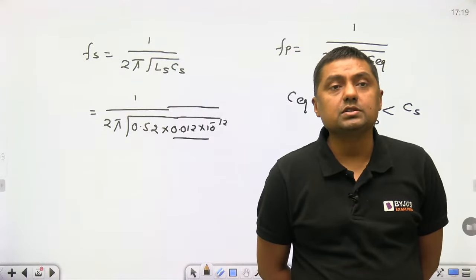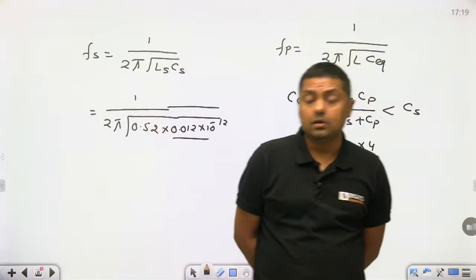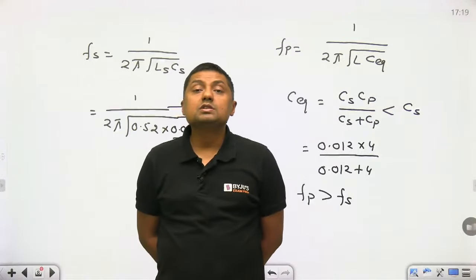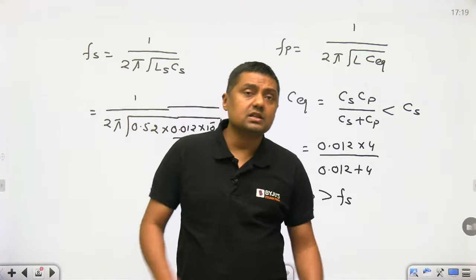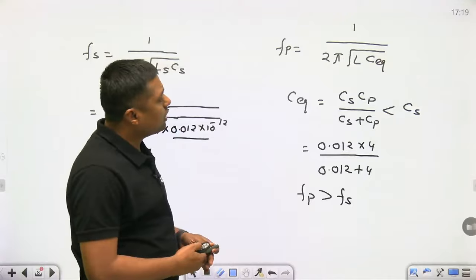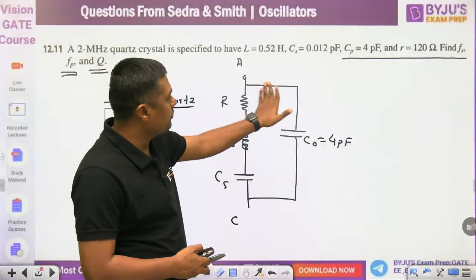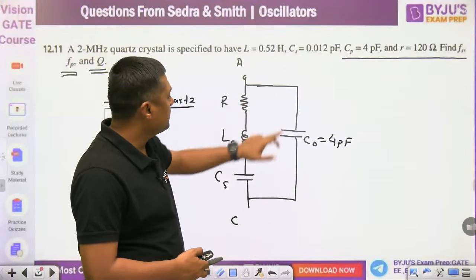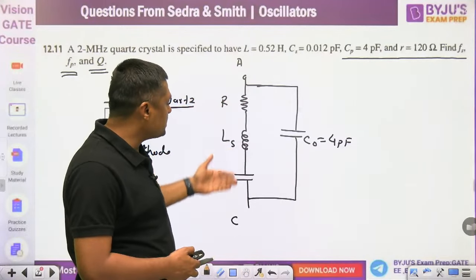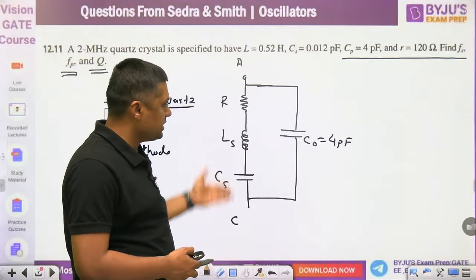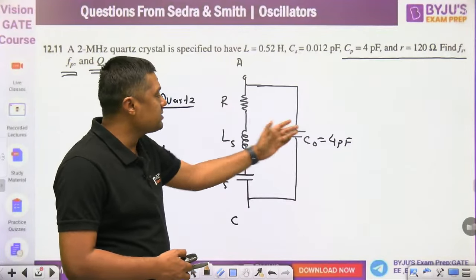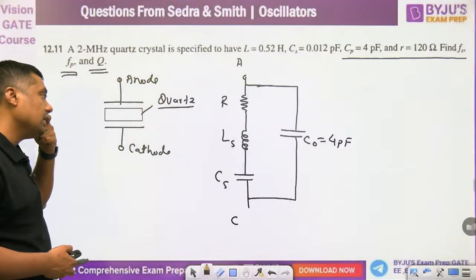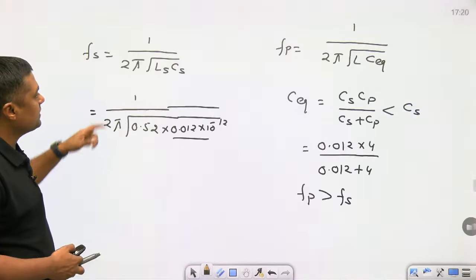No, that is not the case, Ankit. I am saying, what is the meaning of series resonance? When we say series resonance, it means we are not considering this capacitor. Remove this capacitor and consider R, L and C in series. Do not consider the capacitance because of the anode and cathode plates. Then we have this resonance frequency.